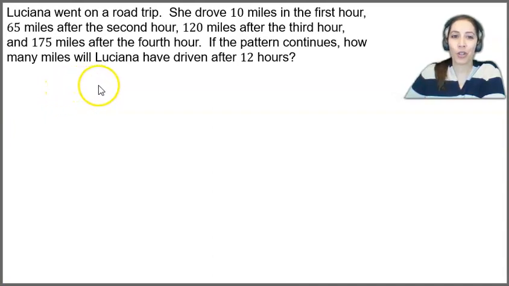Luciana went on a road trip. She drove 10 miles in the first hour, 65 miles after the second hour, 120 miles after the third hour, and 175 miles after the fourth hour. If the pattern continues, how many miles will Luciana have driven after 12 hours?